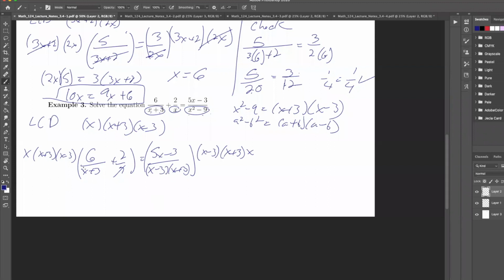Okay, now we're just going to go ahead. So when I multiply this by this, these two terms cancel each other. So I'm just left with x minus 3 times 6. Plus, here I have an x, so this cancels. So I'm left with 2 times x minus 3, x plus 3. Here, this factor cancels this one, this factor cancels this one, so I'm just left with x times 5x minus 3.